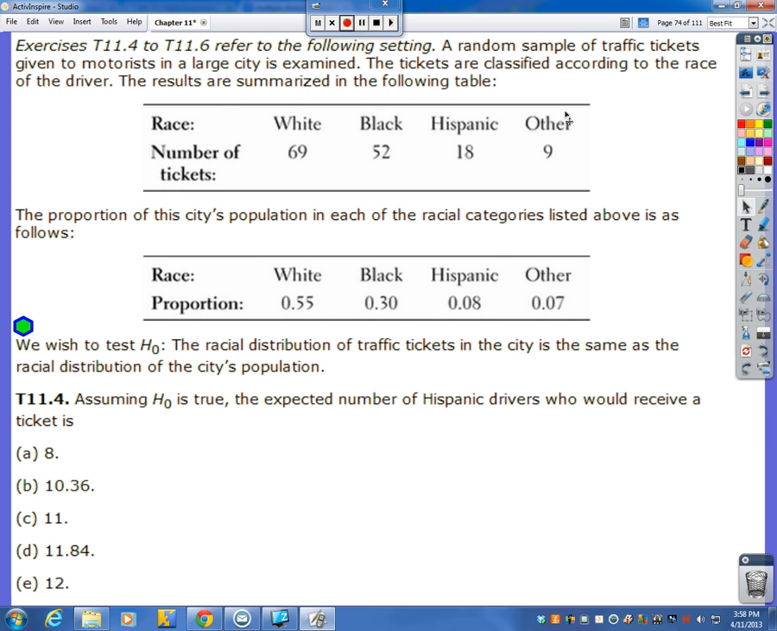4, 5, and 6 all use the same information here. So it says a random sample of traffic tickets given to motorists in a large city is examined. The tickets are classified according to the race of the driver. The results are summarized in the following table. So we got 69, 52, 18, and 9. If I just add those up real quick, I want to get a total, 69, 52, 18, and 9. It's 148 total tickets.